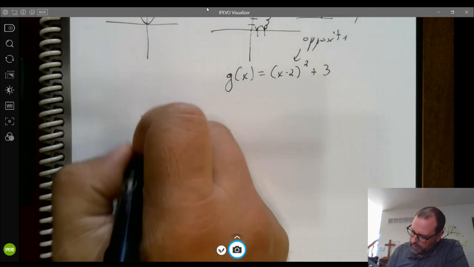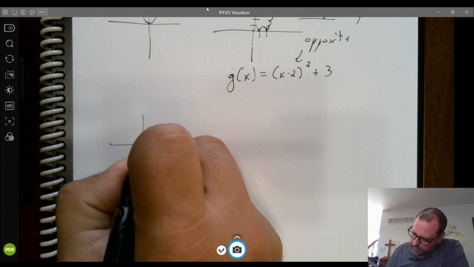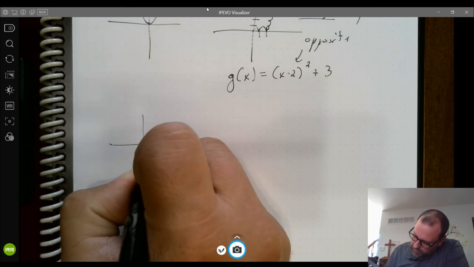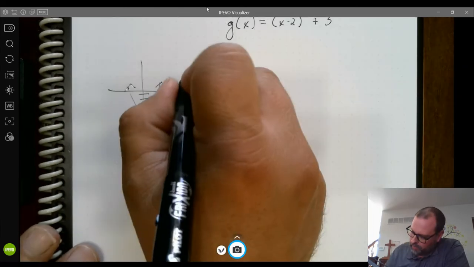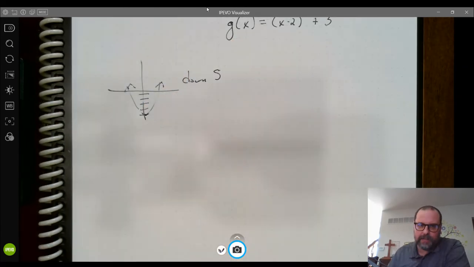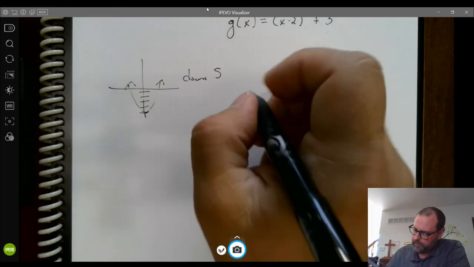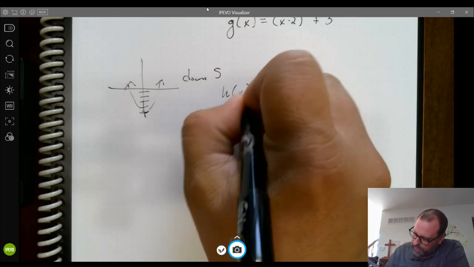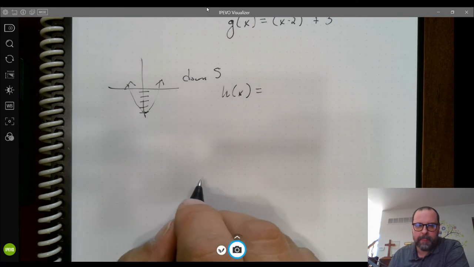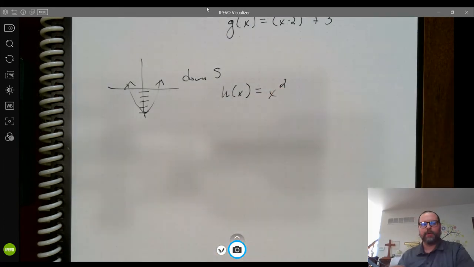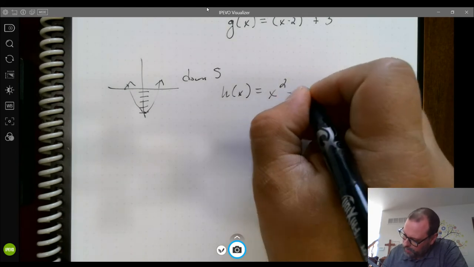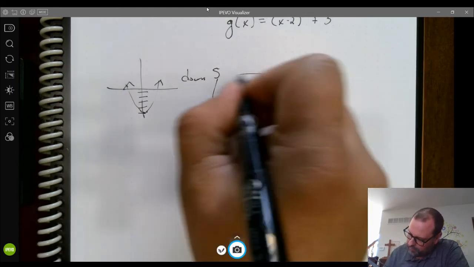All right, what if I had a different one here, and all it did is it looks like it moves down 5. So I'm just going to jot down first, okay, down 5. I'm going to make this h of x just because we already had a g. Well, it did not move left or right, so that means no parentheses. I just have x squared. But it did move down 5 spaces, so it would just have a minus 5 in there.